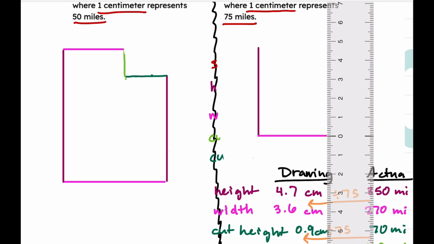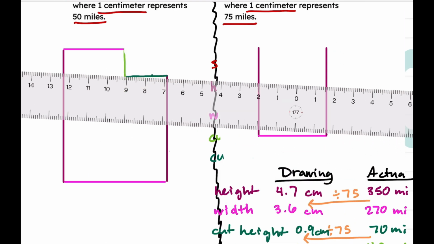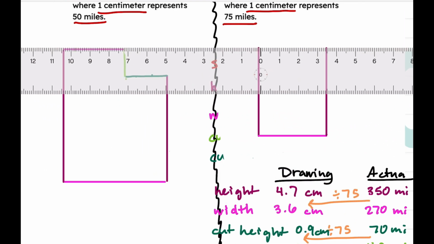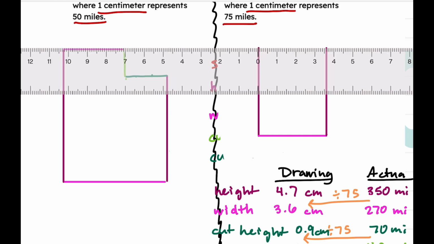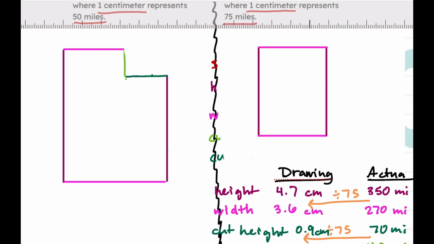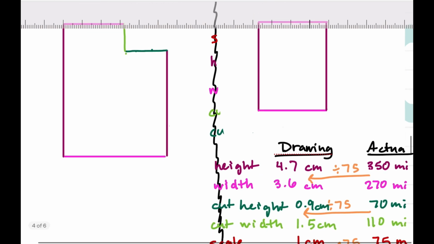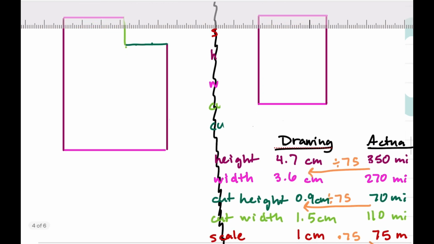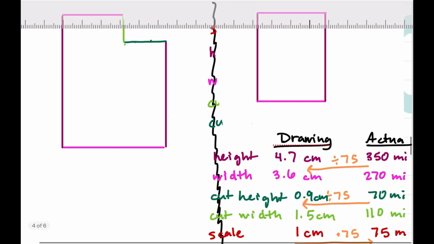Lining up that 0, drawing up 1, 2, 3, 4, 5, 6, 7. And closing up that rectangle. This should hopefully be 3.6 across. Looks pretty good. There's that whole rectangle. But remember, Wyoming took a bite out of Utah in the corner. And that bite is, we're going to cut out a height of 0.9 centimeters.